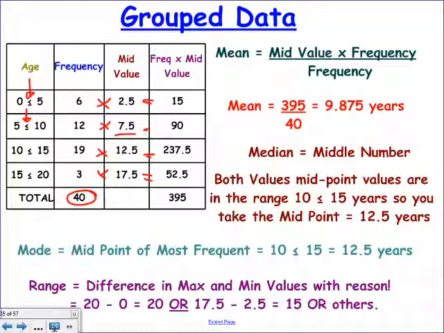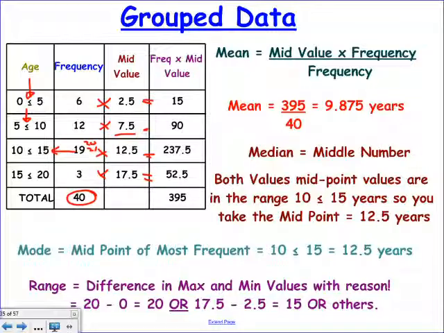Well, it's the middle of 40. It's the middle of our data. So the middle of 40 is 20 and 21, because it's an even amount. So we go to our 20th and our 21st bit of data. So that's the first 6, that's another 12, so that's 18, 19, 20. The 20th and the 21st live in here.